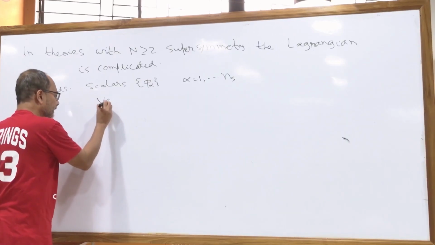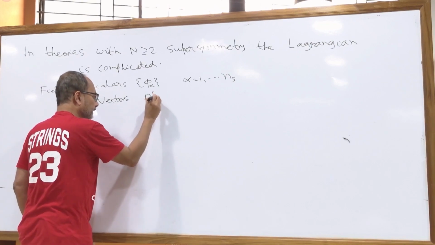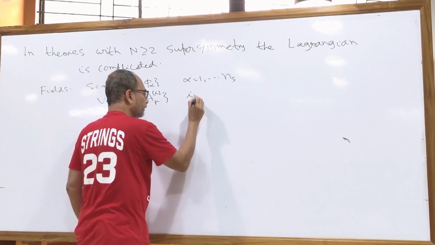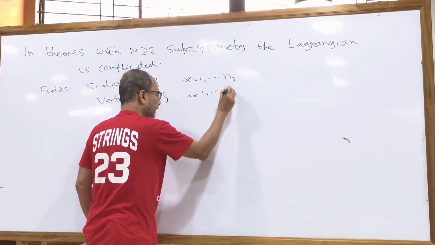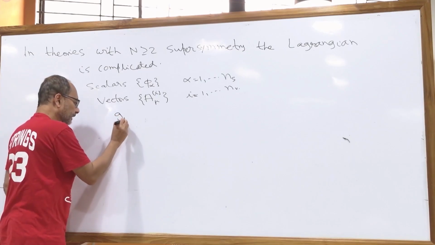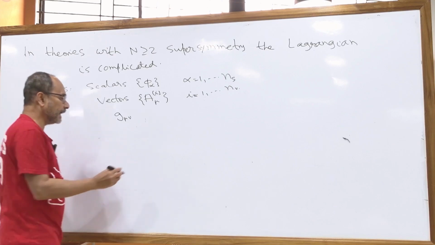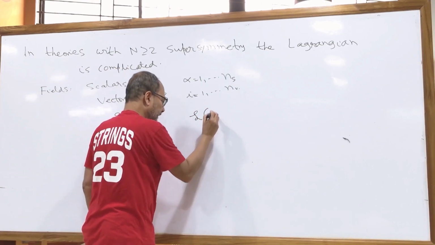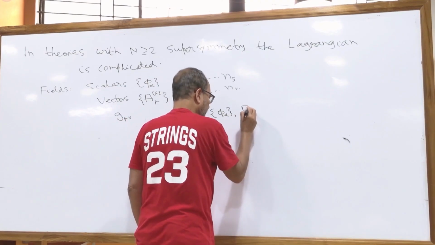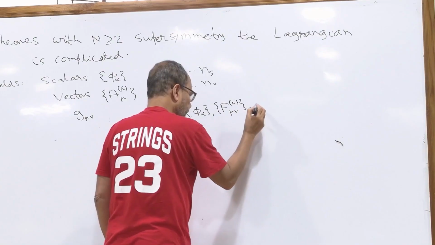Then we have vectors A mu I, where I runs from 1 to the number of vectors, and you have of course the metric G mu nu. The Lagrangian will be a complicated function of the scalars, the Maxwell field strengths F I mu nu, and G mu nu.